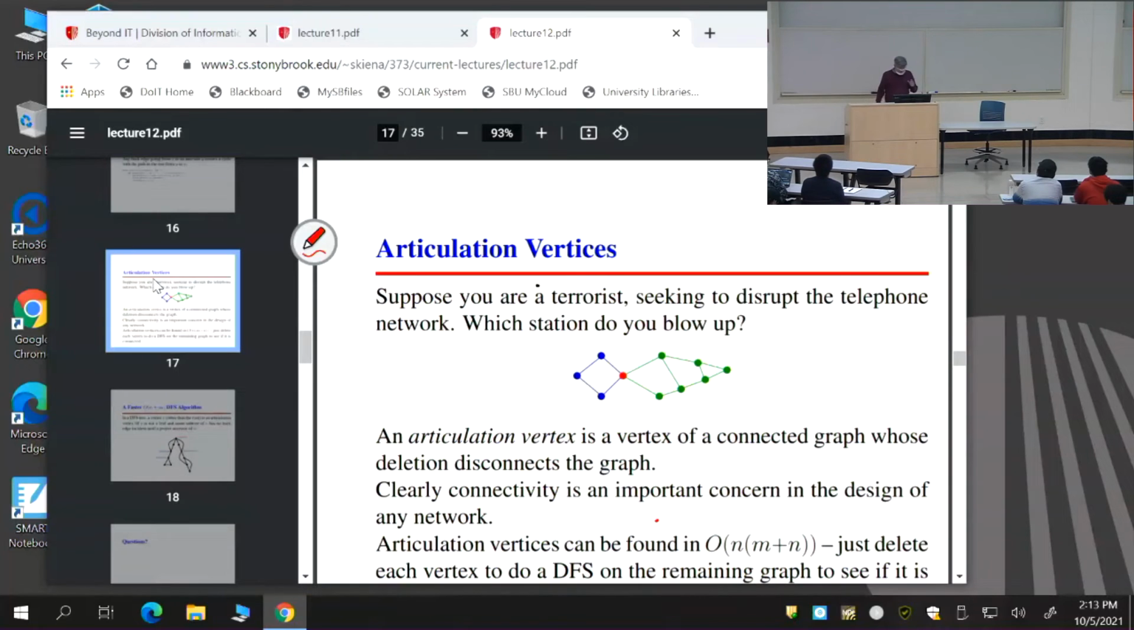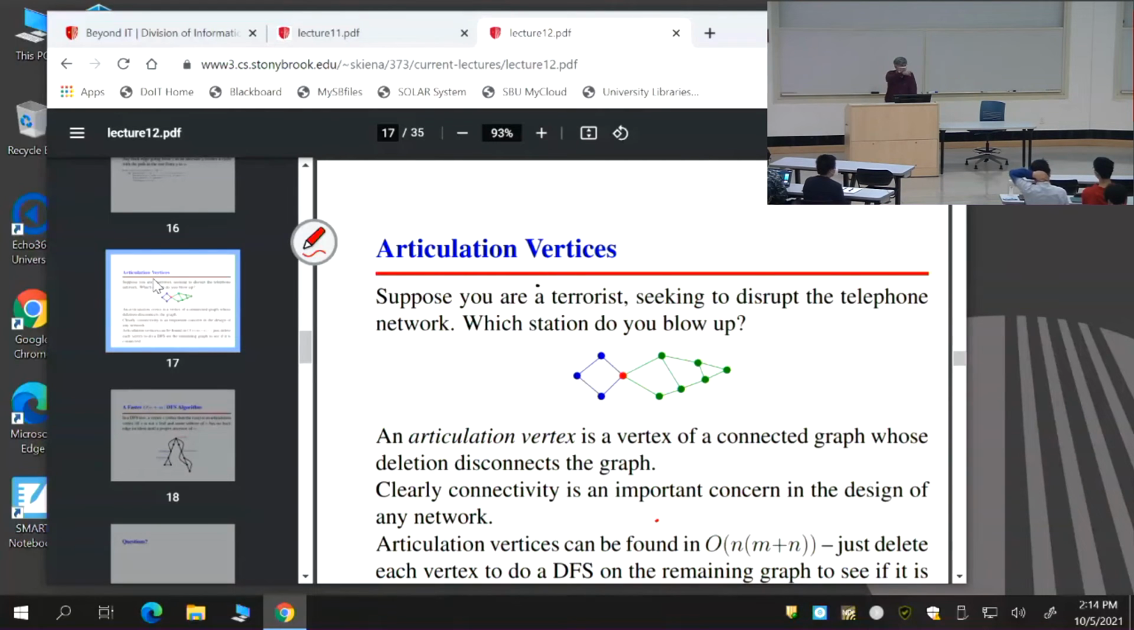Suppose you are a terrorist, and this was the phone network, and you wanted to blow up a station and cause mayhem. Which vertex would you blow up to cause the most mayhem? You've got this telecommunications network. Certain pairs of stations are wired to other ones. What vertex would you delete to cause the most mayhem? Which one?